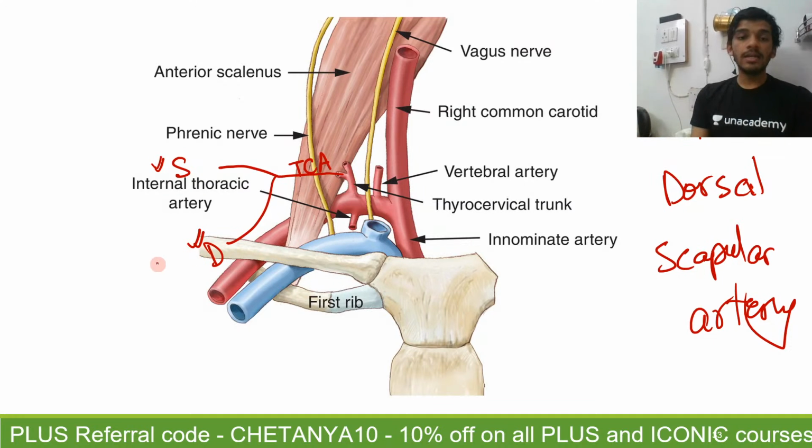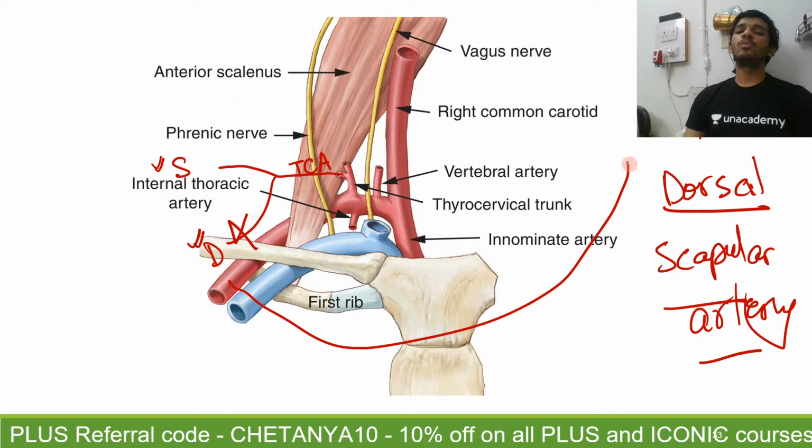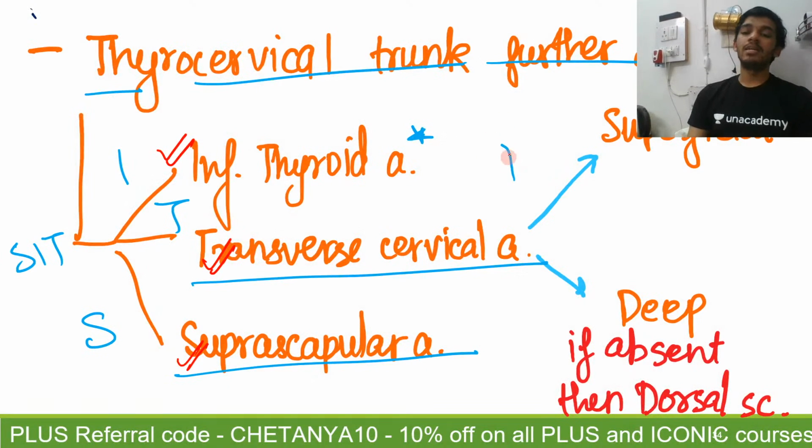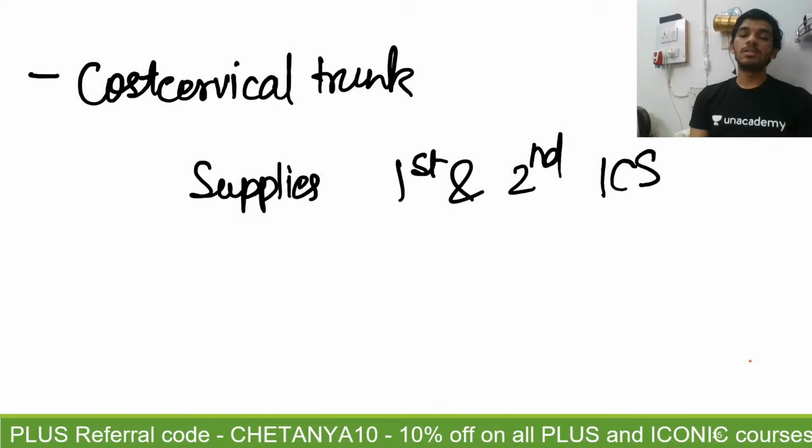If this deep cervical artery is not present, then the third part gives the dorsal scapular artery; otherwise the deep cervical artery gives it. The deep cervical artery you can say is essentially the dorsal scapular artery. Deep cervical artery will be absent if you have the dorsal scapular artery, or the dorsal scapular artery will be absent if you have the deep cervical.